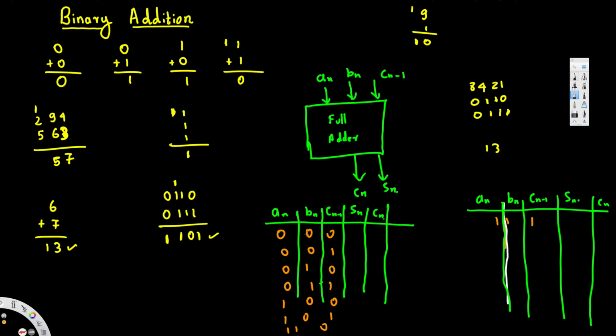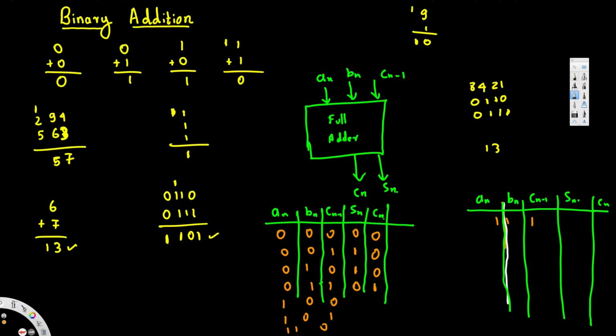Now here you can see if we add 0 0 0, that's going to be just 0. We don't have a carry, so the carry is also 0. If we add 0 0 1, this is going to be 1, and we don't have a carry. If we add 0 1 0, we will have a sum 1 and the carry is 0. If we add 0 1 1, we will get sum 0 and a carry 1.